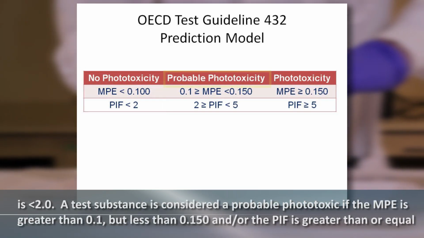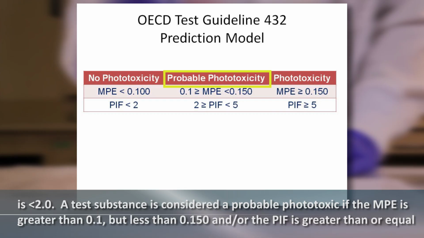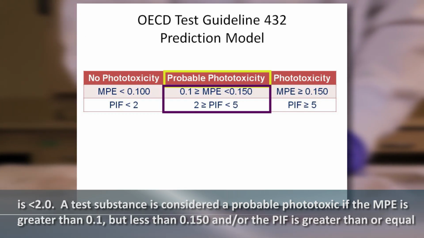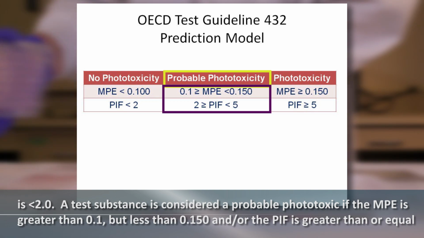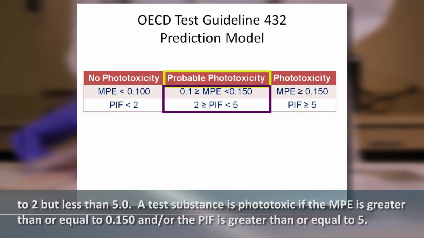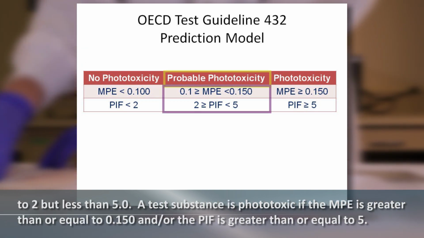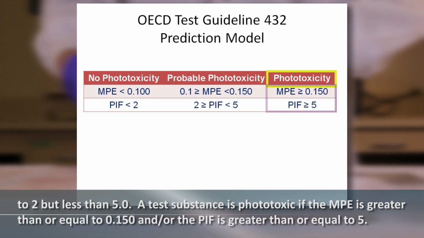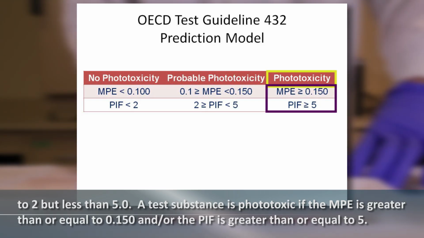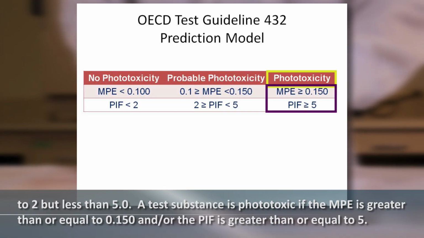A test substance is considered a probable phototoxic if the MPE is greater than or equal to 0.1, but less than 0.15, and/or the PIF is greater than or equal to 2, but less than 5.0. A test substance is phototoxic if the MPE is greater than or equal to 0.15 and/or the PIF is greater than or equal to 5.